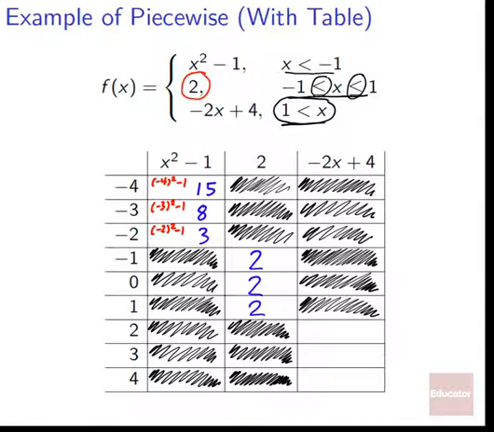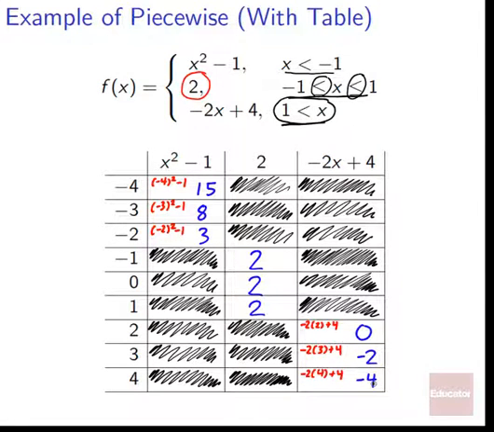Now we switch rules once again, and we're at 2. -2 times 2 plus 4. -2 times 2 gets us -4. -4 plus 4 gets us 0. What about 3? -2, plug in our 3 plus 4. -2 times 3 gets us -6. -6 plus 4 gets us -2. Plug in 4, -2 times 4 plus 4. -2 times 4 gets us -8. -8 plus 4 gets us -4. We've managed to fill out this table.